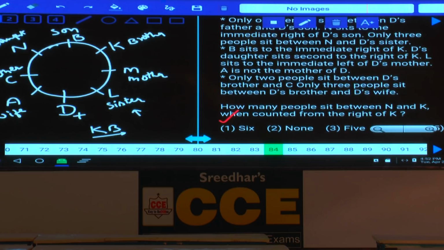And 84. Now, in this 84, how many people sit between N and K? How many people are in between N and K when counted from the right of K? Right of K, N and K, how many persons? There must be only one person. That is choice 4, that is B.